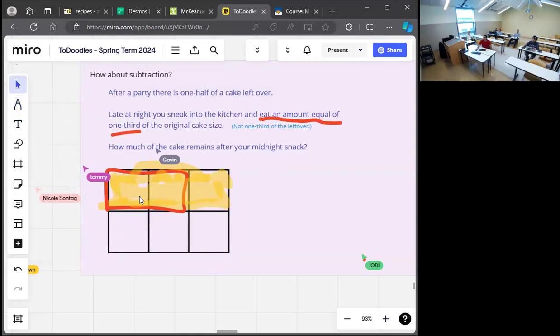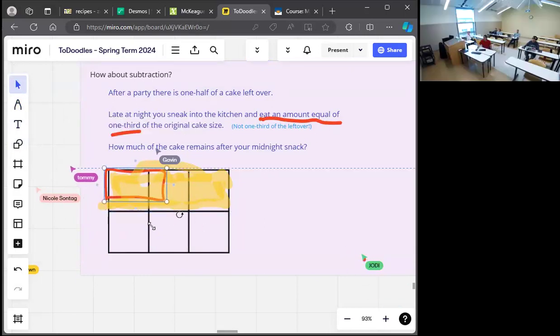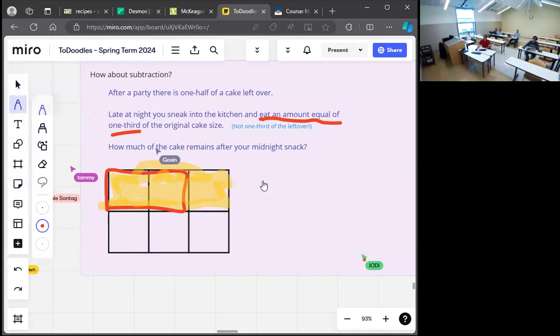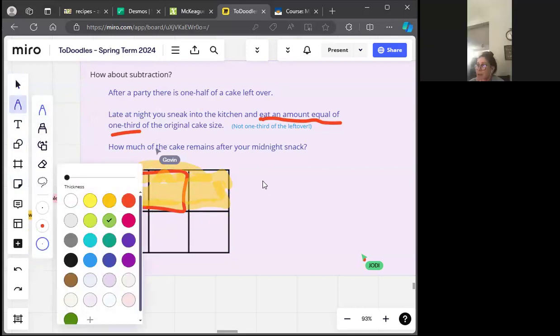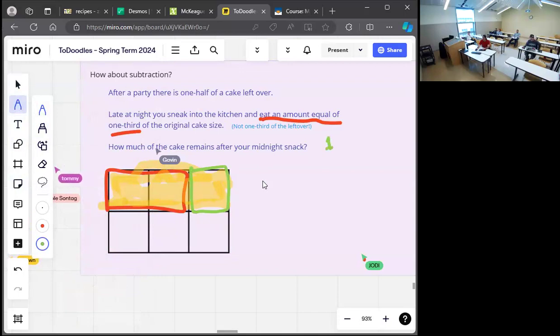It was the third, but there we go. So how much remains after my midnight snack? 1/6. This is what's left over. 1 out of 6. Everyone okay with that?